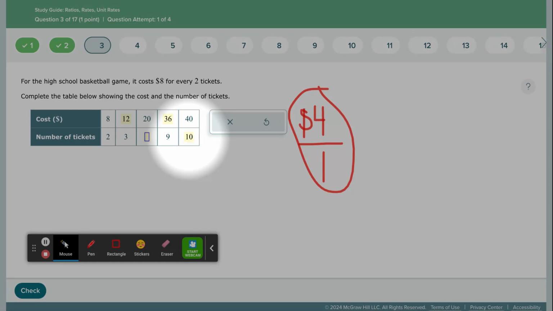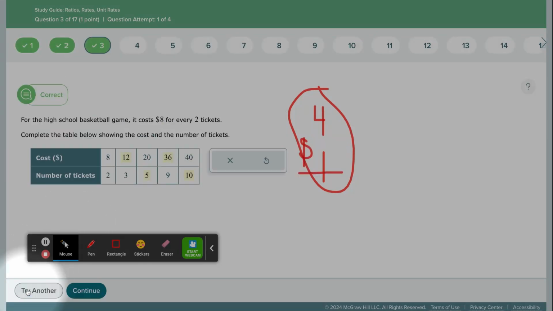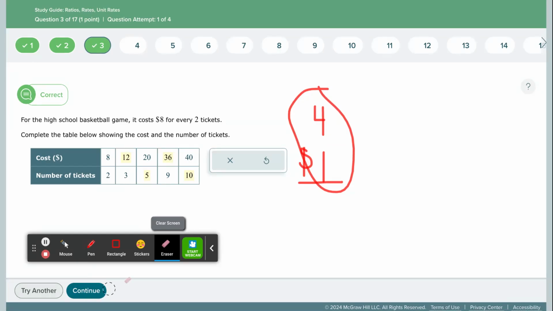What number times 4 gets me 40? 10 times 4 is 40, right? What number times 4 gets me 20? Right? So I have filled out my entire chart. Cool. Again, you don't have to do your unit rate, but it sure is easy. Okay. I feel like it is anyway.